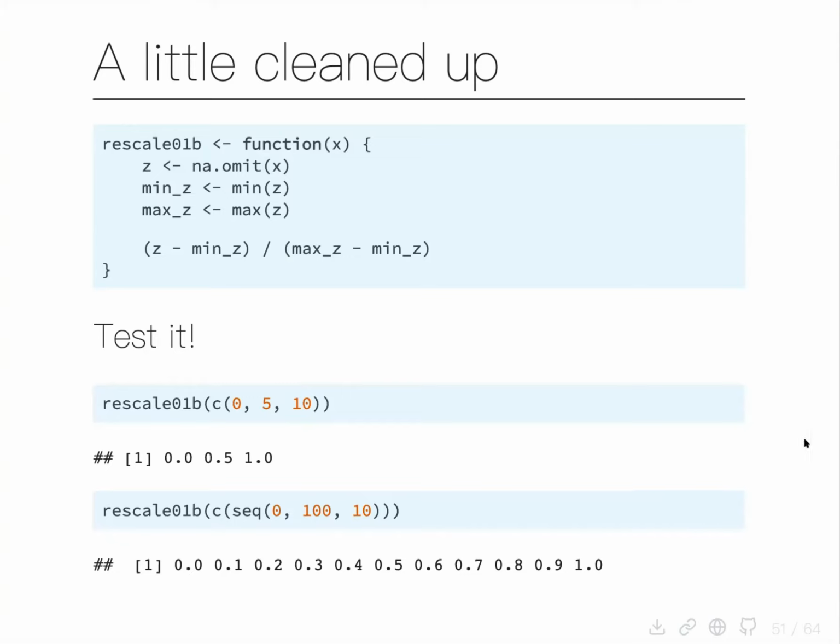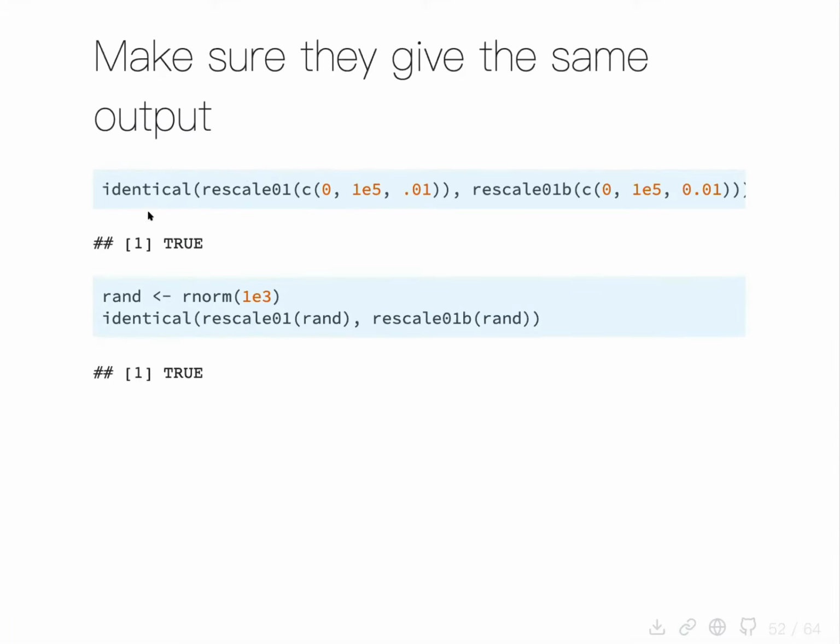So we can test it again, doing the same tests we did before, and just like we would expect, we get the same exact results. We can use the identical function to test the 2 different versions against each other, and we can see that the result is true, so those are identical. And then here I'm creating a random vector, and then I'm rescaling 0, 1 on rand and rescale 0, 1b on rand, and you can see that they are also identical. Okay?